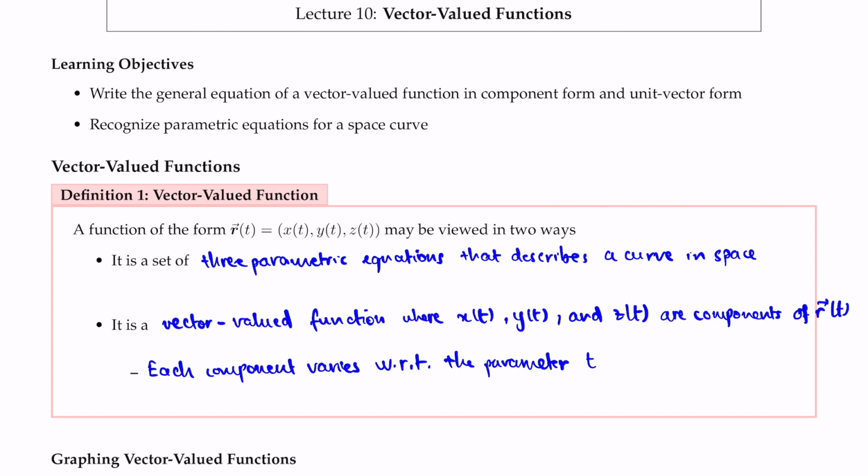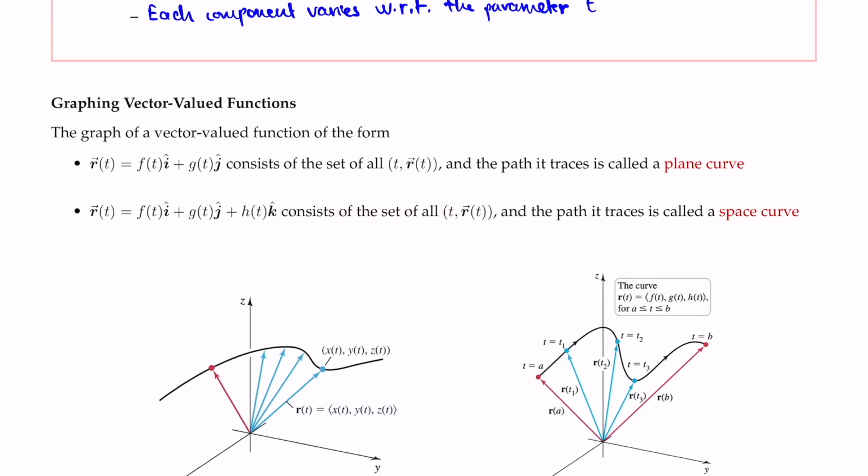It depends, of course, on the situation. We may have different values of t, or a different domain of t. There are a lot of practical applications related to vector value functions, so often the parameter t can be represented as time. The graph of a vector value function of the form r of t equal to f of t i plus g of t j consists of the set of all the points t, r of t, and the path it traces is called a plane curve.